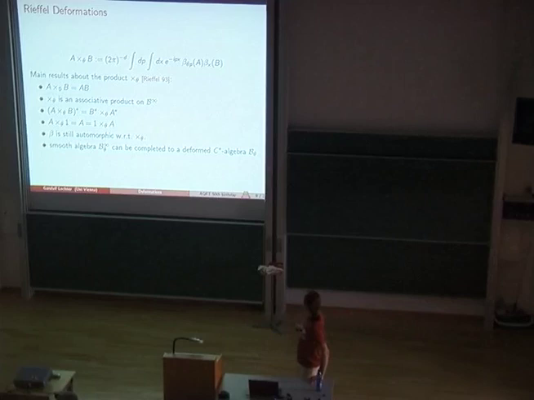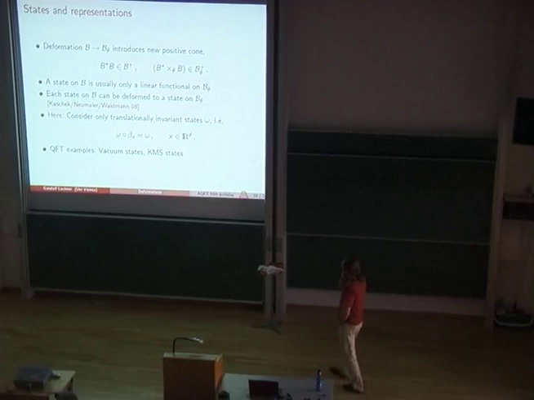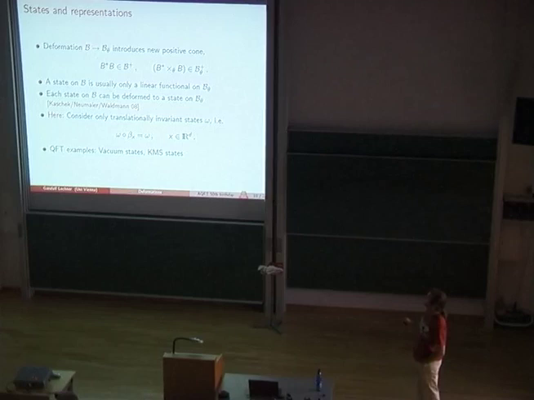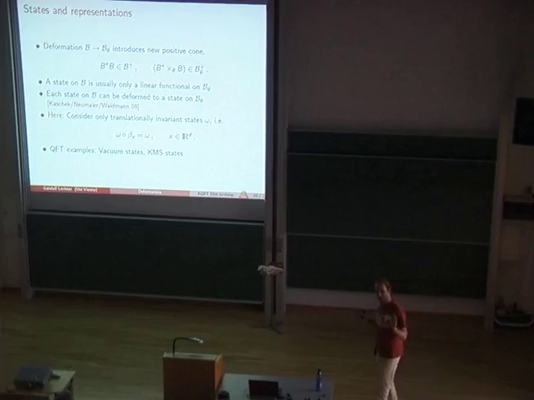Okay, this will not be so important in this talk. For applications to quantum field theory, I also want to briefly mention something about states and representations of this deformed algebra. So we have a procedure: Rieffel tells us we take one C-star algebra and get a new one, depending on this parameter. And because we have a new product, this also introduces a new positive cone. Squares are different. In the old algebra, squares of this type, B star B, are positive operators. In the new one, it is B star B, but with respect to the new product. And this is usually a very different notion of positivity.